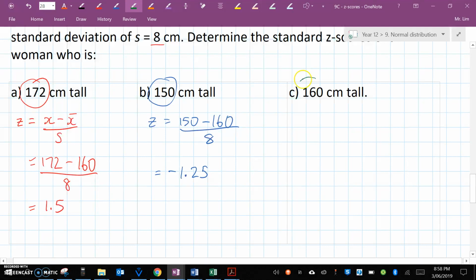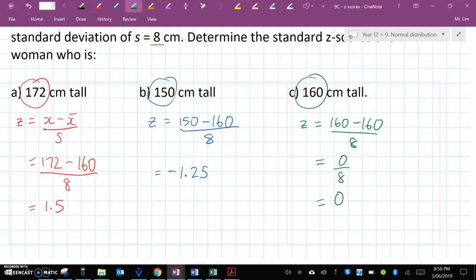What if a woman was 160 centimeters tall? Well, the z-score will be 160 minus 160 over 8. Okay, the height minus the mean divided by the standard deviation. Well, we know 160 minus 160 is 0, and 0 divided by anything is 0. So the z-score of 0 means that this woman who's 160 centimeters tall has the mean height, the average height of a woman.